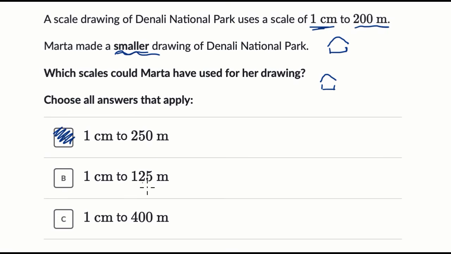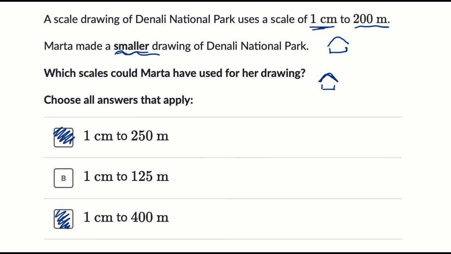1 centimeter to 125 meters. No, that won't be the case because that means that 1 centimeter is now representing less. So if you had to draw it, it would have to be a bigger map. 1 centimeter to 400 meters. Yeah, so now each centimeter is representing twice as much. So if you were to draw that hill, that same 200 meters would now be half a centimeter in width. So I like that choice as well.